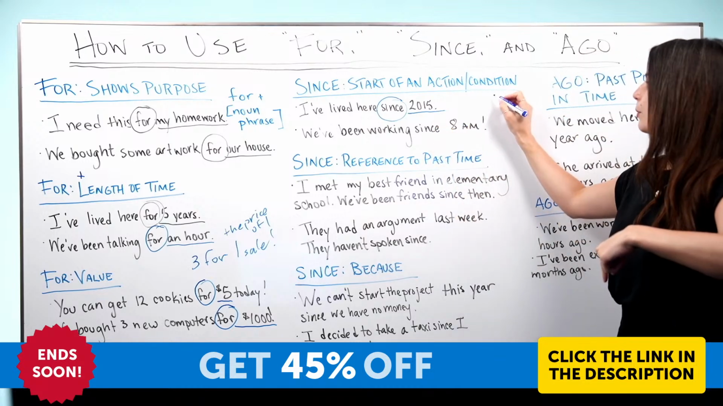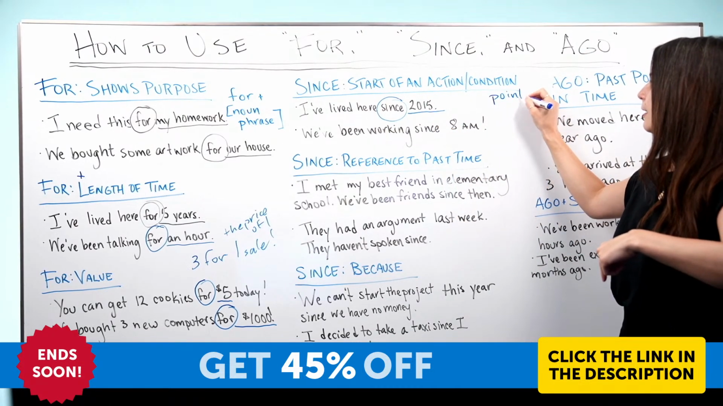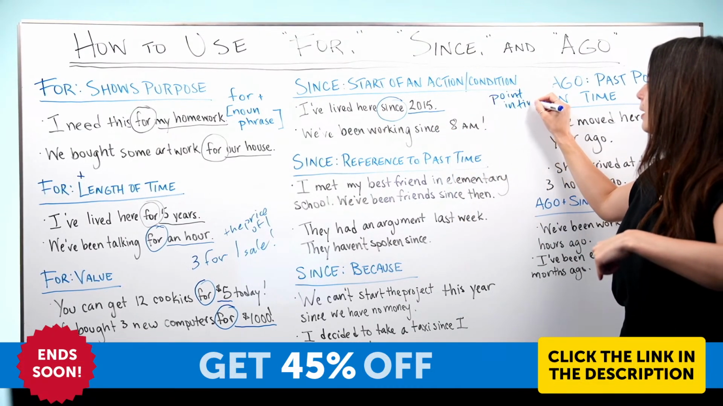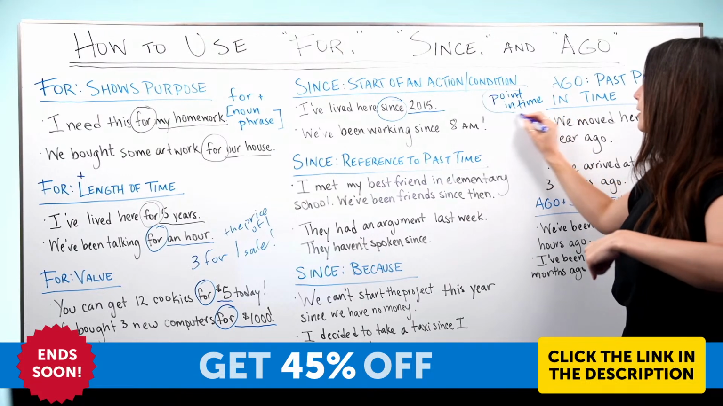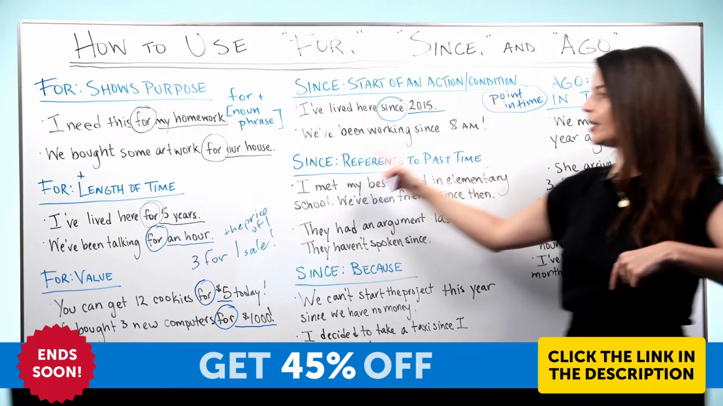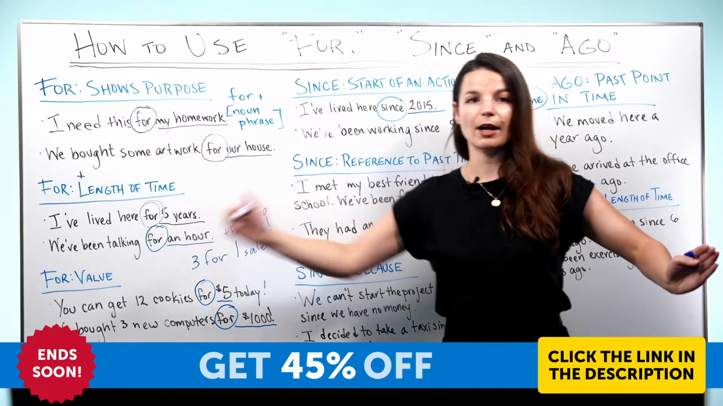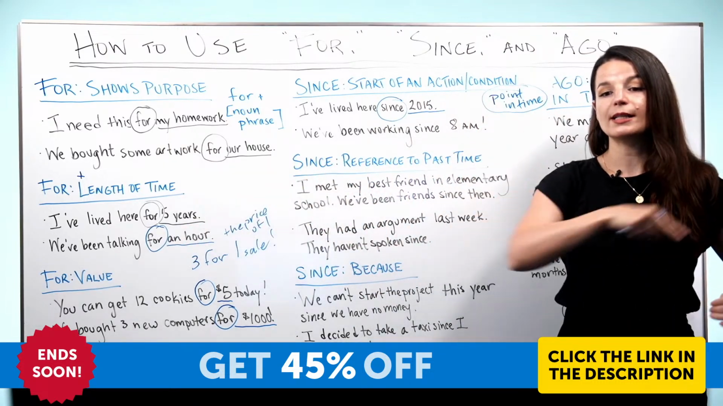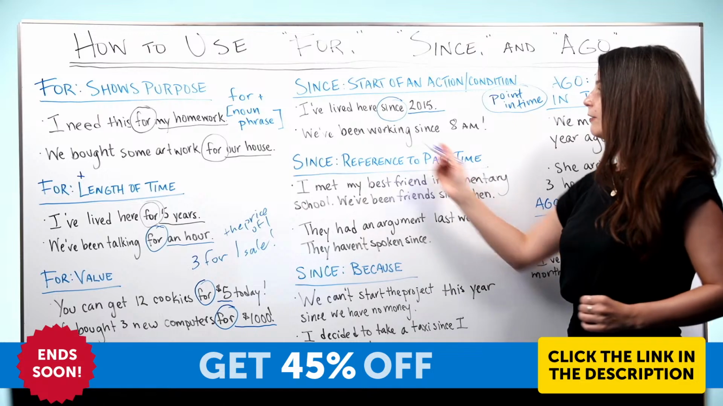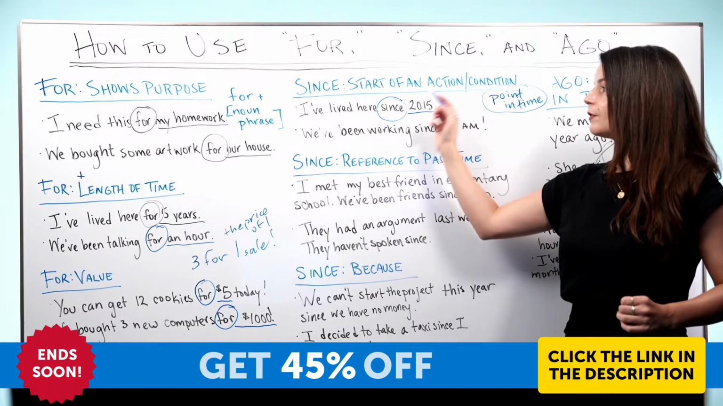So I'll put this here: point in time. This is a key difference, yeah? Point in time for since. Over here, we use for with a length of time. Since uses a point in time, okay? I've lived here since 2015.